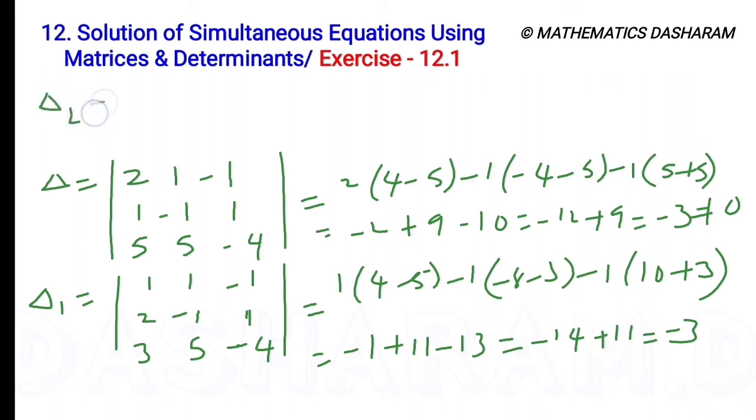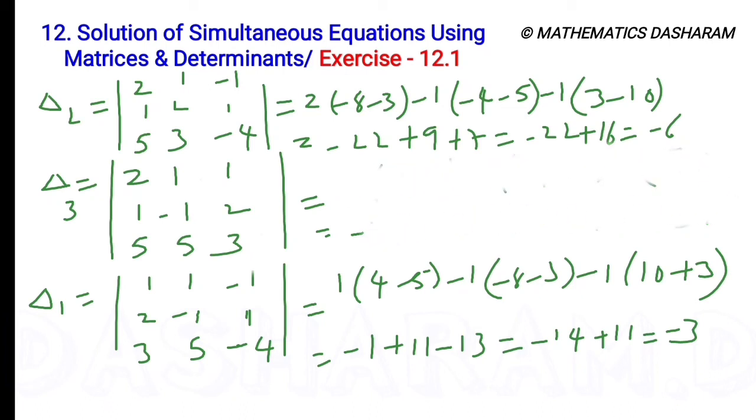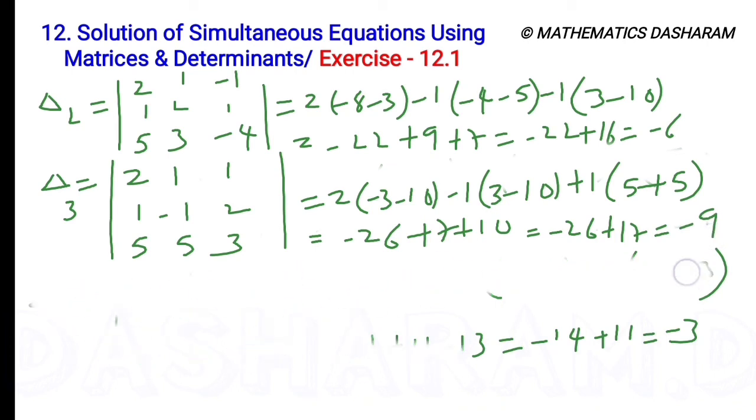Next, delta 2: replace the second column with the constant numbers. So 2, 1, 5, then 1, 2, 3, then minus 1, 1, minus 4. Find its determinant. It is equal to minus 6. Next, delta 3: replace the third column with the constant numbers 1, 2, 3. Find its determinant. It is equal to minus 9. Let's find out the x, y and z values.